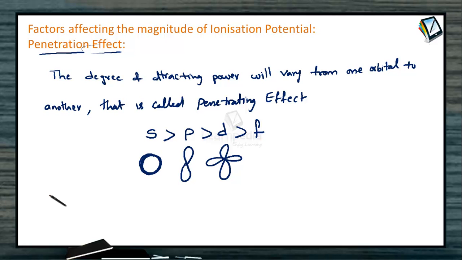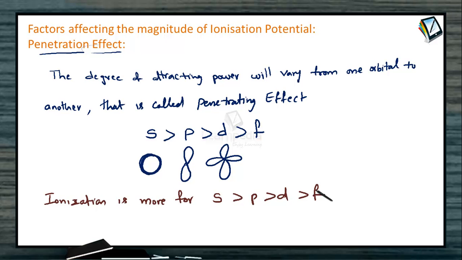That means the ionization energy is more for the s orbital, and then the p orbital, and then the d orbital, and then f. That means if the number of electrons present in all cases is the same, then the ionization potential will vary depending upon the shape of the orbital, which is nothing but the penetrating power of the orbital. That penetrating power is more for the s orbital, and then p, and then d, and then f.